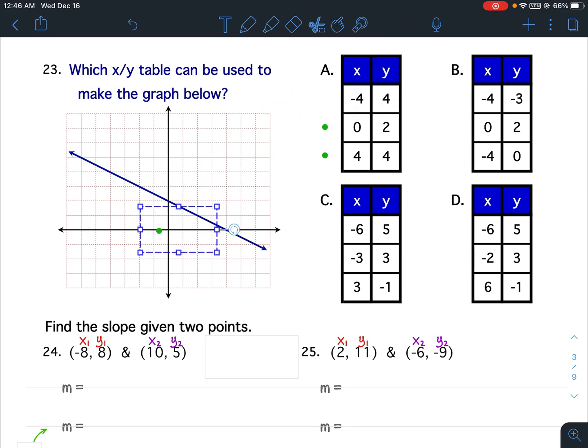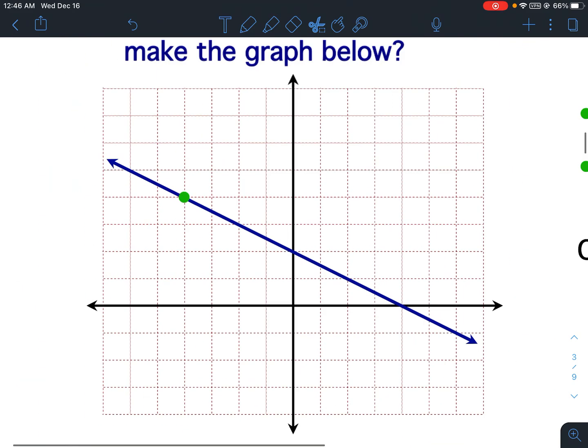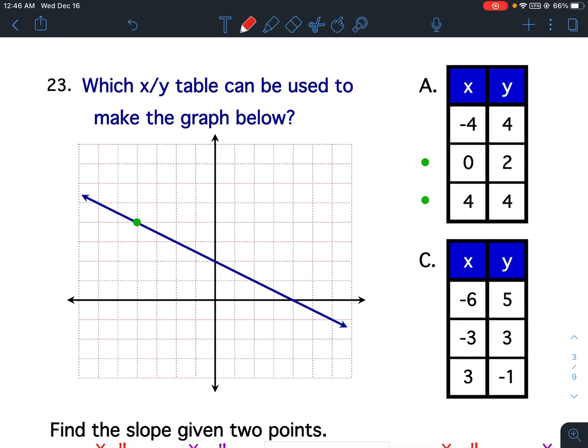So let's start with -4, 4. Go 1, 2, 3, 4, and then 1, 2, 3, 4. So, does -4, 4 fall on the graph? It sure does. So let's put a check mark beside that. All right, let's look at the next one, 0, 2. Does that point fall on the graph? It sure does, so put a check mark there.